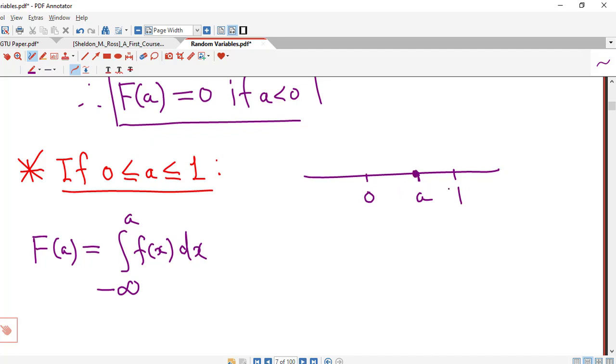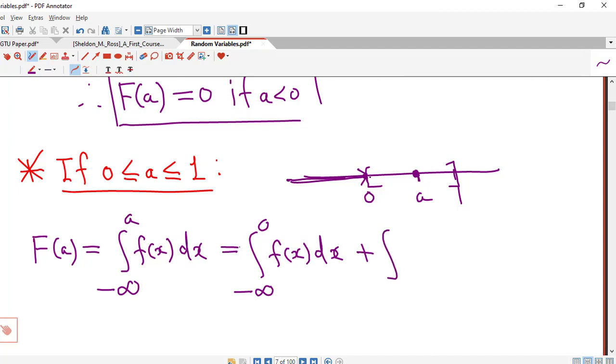So we can break this into two parts. Because a is between 0 and 1, and the value of f(x) is different in this interval and different to the left side of this interval, that is, f(x) is different to the left side of 0 and different to the right side of 0, we break this interval into two parts. We first go up to 0, the integral from minus infinity to 0 of f(x) dx, and we consider the integral from 0 to a of f(x) dx, because f(x) is different for x negative and different if x is in this interval.